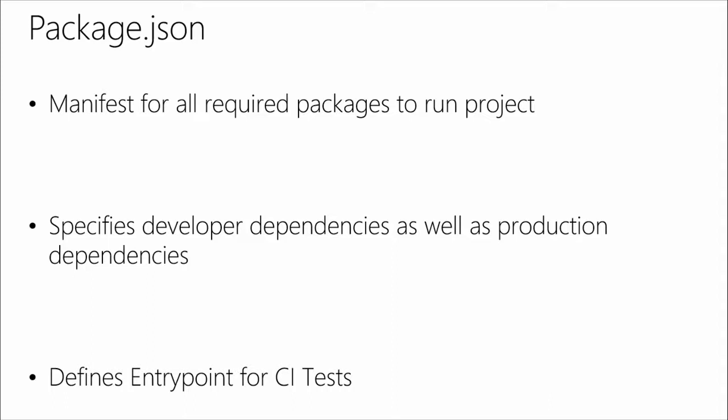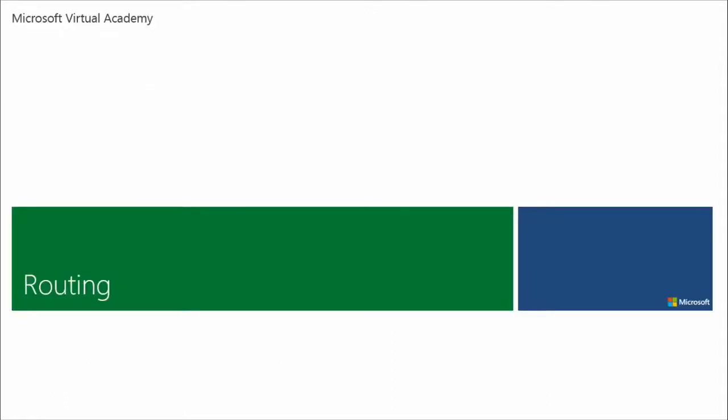So we specify the developer dependencies as well as the production dependencies. That's a little bit more advanced, so we won't talk about that today. As well as the CI test. Generally, when you use things like Travis CI or Visual Studio Online, they'll look for npm start or npm test as the entry point for running your tests.